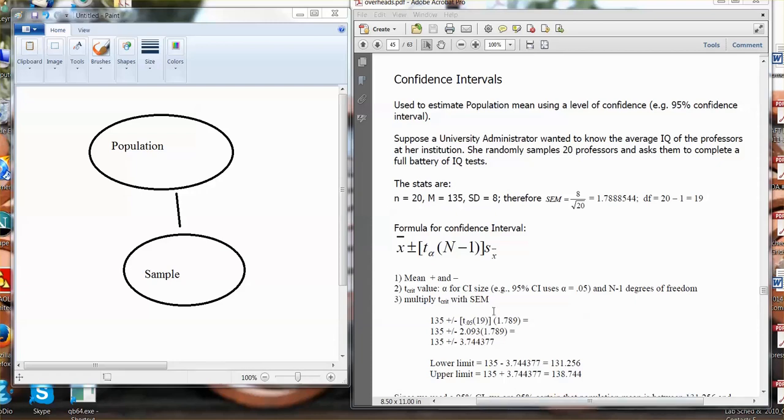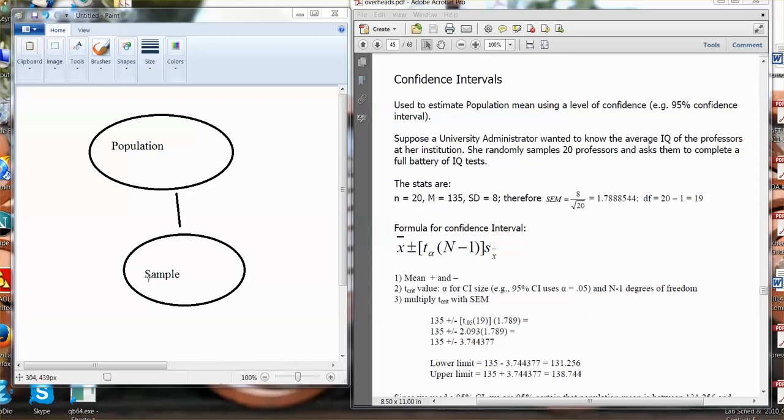Okay, in this video, we're going to use the t-distribution to calculate a confidence interval. So this is a little bit different goal for our inferential statistics. What we're doing here, I have this graphic over here to illustrate this, is let's suppose we have a population and we take a sample from that population.